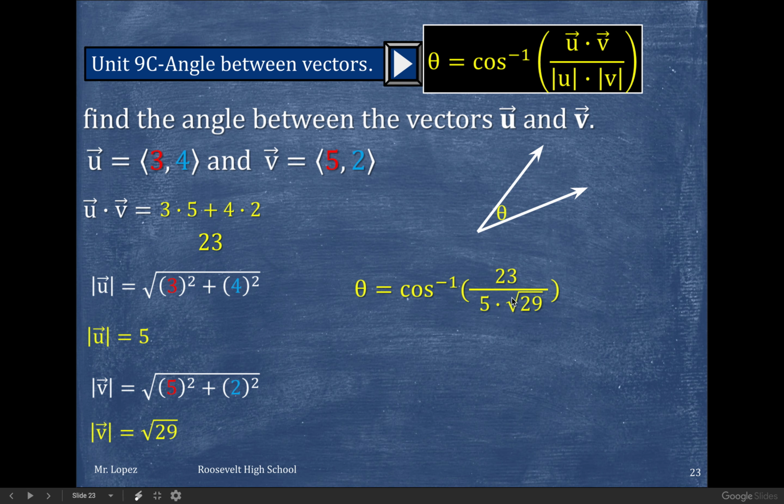This is usually where the problem comes up when you're plugging it into a calculator. What I would do is just divide 23 by 5, get an answer, and then divide it by square root of 29, whatever that answer was. And you get some decimal. To the nearest thousandth would be adequate. You would be able to get a very good angle approximation. So theta is about 31.4 degrees. So this looks to be 31.4 degrees.